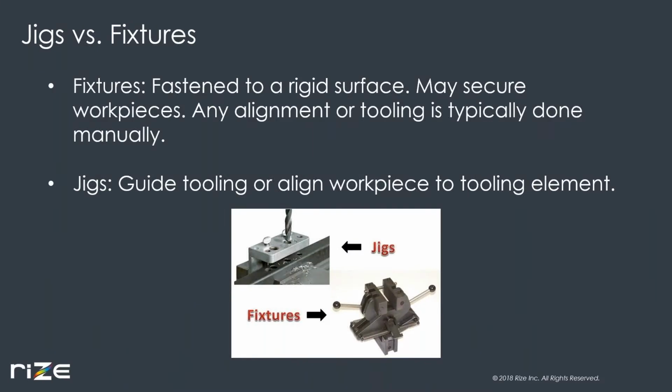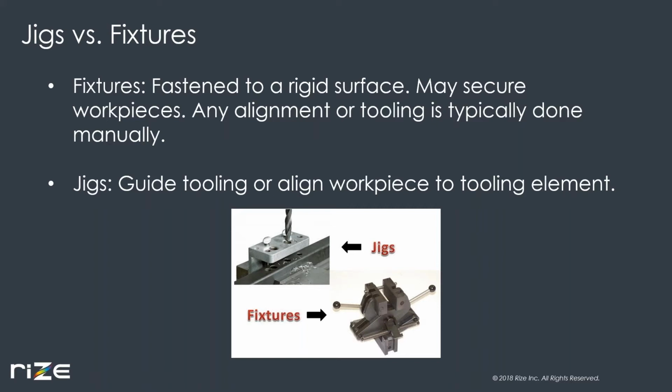Now, I'll speak briefly about the distinction between jigs and fixtures. There are several different ways that jigs and fixtures are defined depending on how they're being used and who you ask. So I'll just cover a few of the more common approaches. So a fixture is a component that has been fastened into place on a rigid surface, and it may be used to hold workpieces in place securely. Typically, any component alignment or tooling involved is then done by hand.